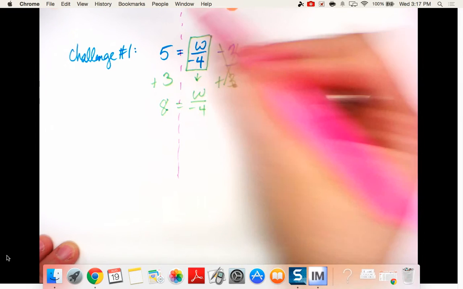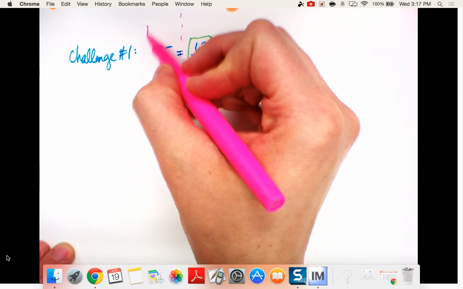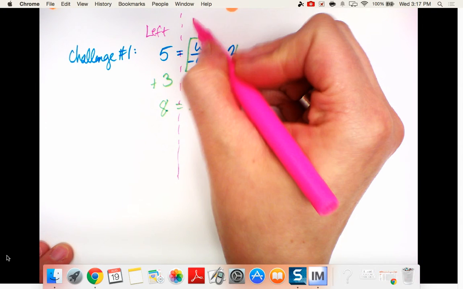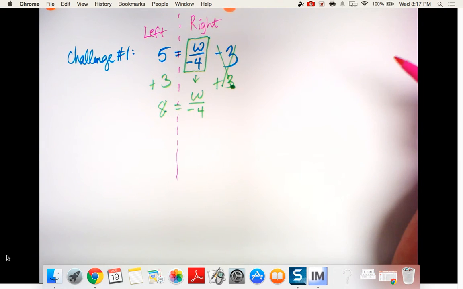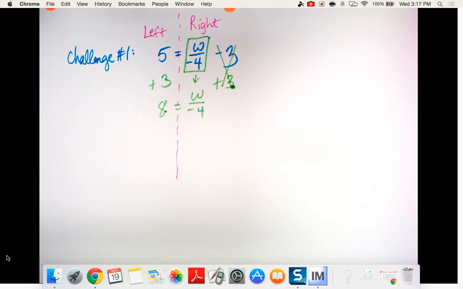imagine that there's a line going through the equal signs. This is the left side of the equal sign, and this is the right side of the equal sign. So when I say left or right, this is what I'm referring to. Some people like to draw that line every time they solve an equation. You don't have to, but if it helps, then you should do it.